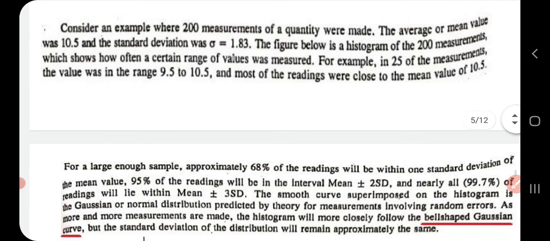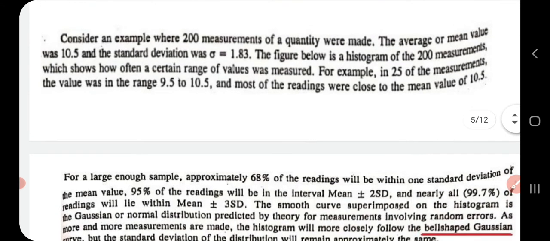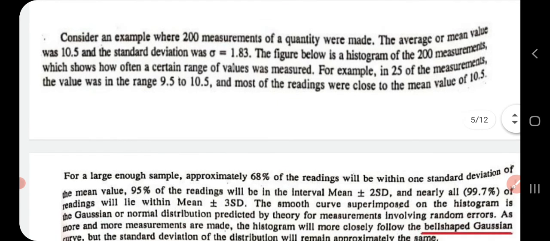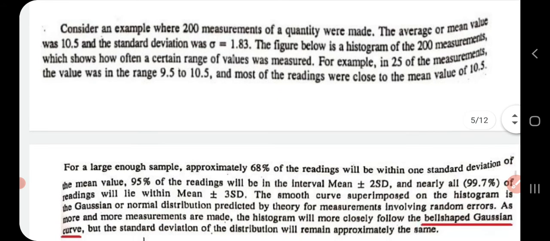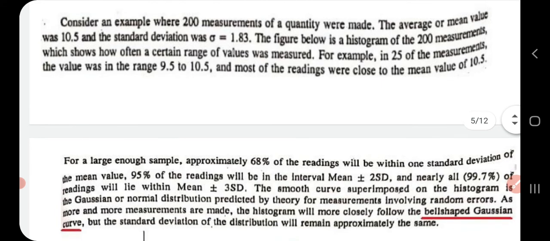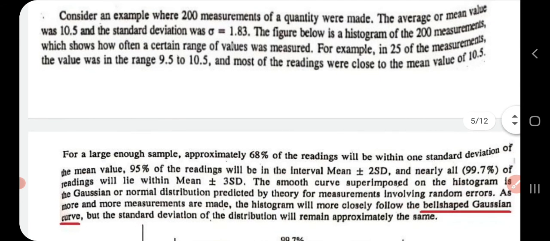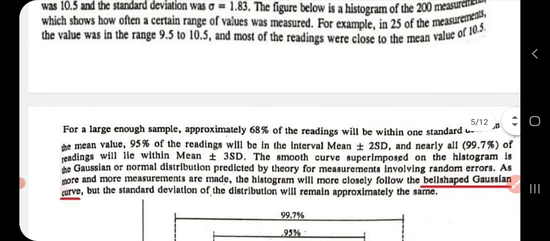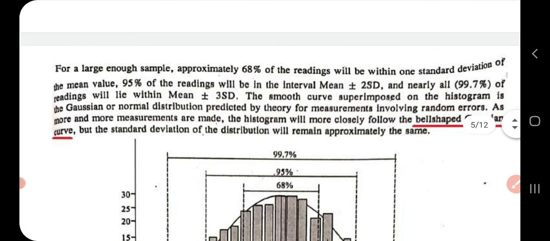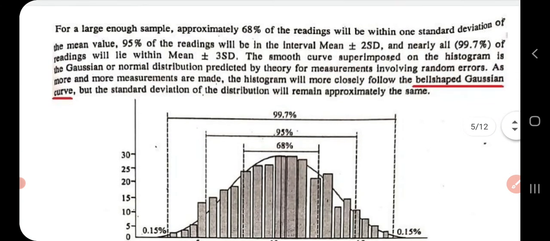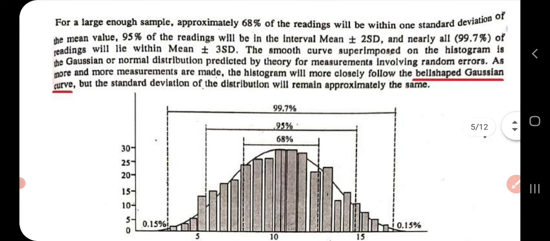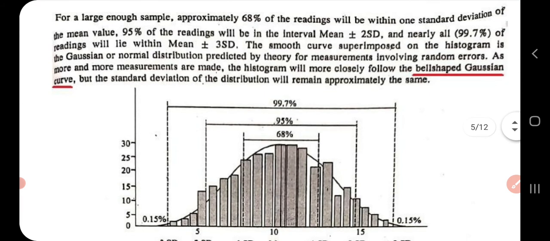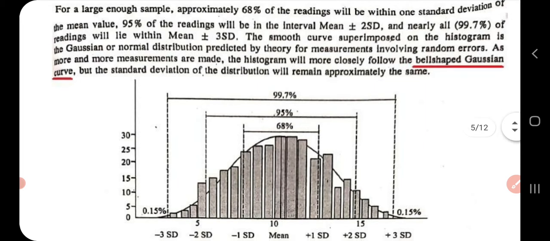Here they have shown a histogram of 200 measurements. In 25 of the measurements the value was in the range 9.5 to 10.5, and most of the readings are close to the mean value 10.5. Here, for a large enough sample, about 68% of the readings are well within that limit. Here you can see everything is coming under that loop.